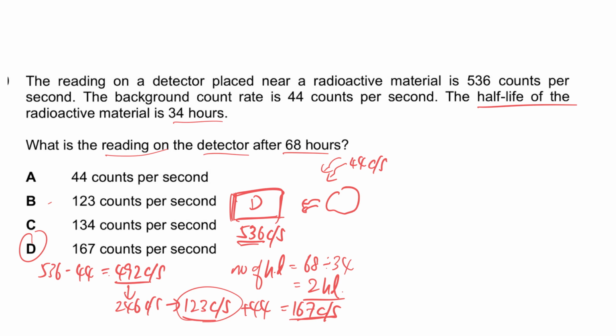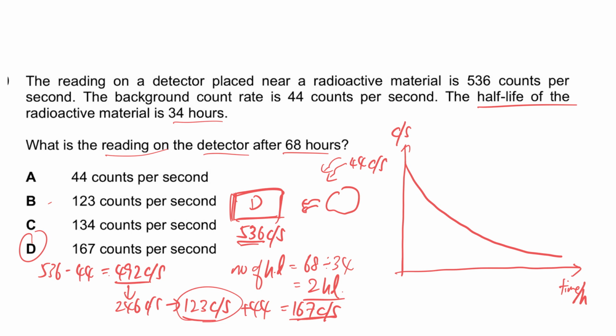Since we're on the topic of background radiation, I can also present all the information here on the count rate against time graph. So this is a typical shape of a count rate against time graph as the radioactive material is decaying. But take note that for this graph, the readings are straight from the detector, which consists of background radiation also. So that means this will be your 536, and let's say you want to find the half-life from this graph. Same thing, 536, you need to minus away the background radiation, which is given as 44 counts per second.